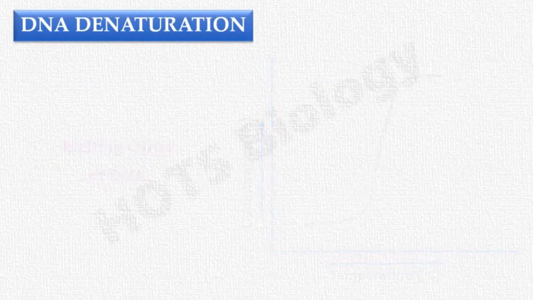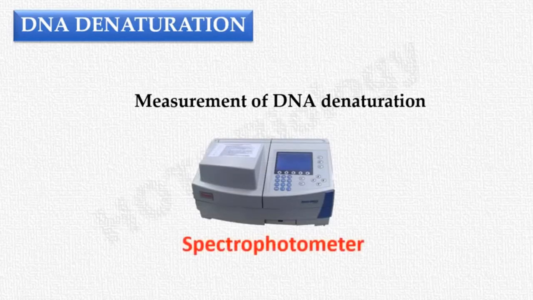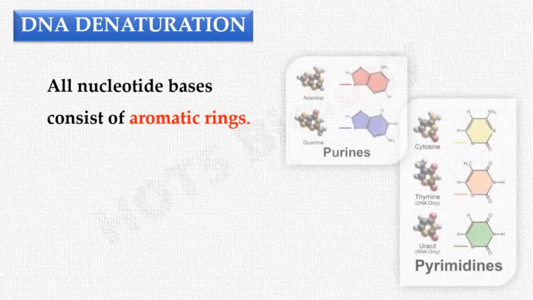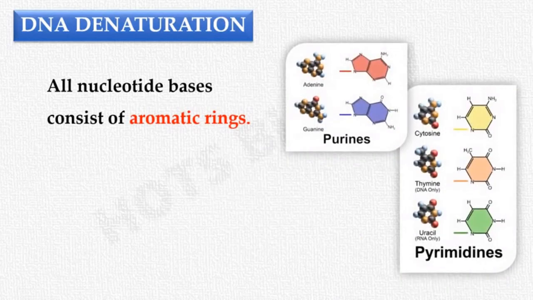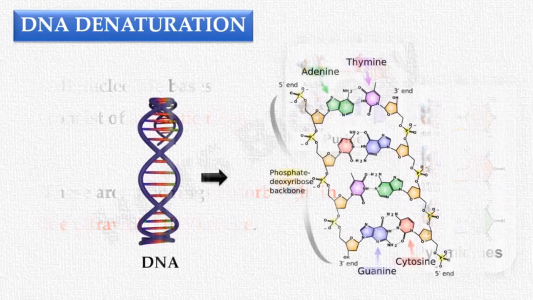Now the question is, how to measure DNA denaturation? DNA denaturation is measured by using a spectrophotometer. This is based on the fact that all nucleotide bases consist of aromatic rings. These aromatic rings absorb light in the ultraviolet range.